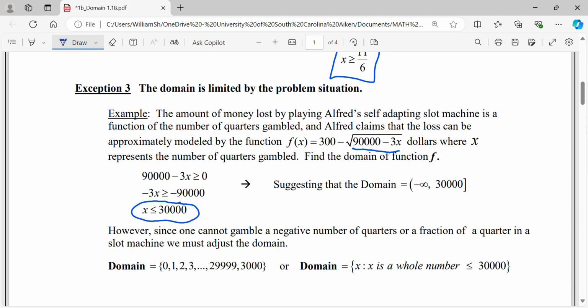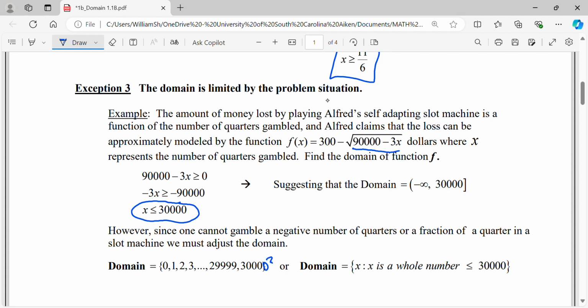If we look at the word problem, it is talking about gambling quarters. Keep in mind, you can't gamble a negative number of quarters. You can't gamble half of a quarter. You can't gamble a quarter of a quarter. So, since one can't gamble a negative number of quarters or a fraction of a quarter in the slot machine, we must adjust this domain. So the domain should instead be all whole numbers between the least amount of quarters you can gamble up to the most amount of quarters you can gamble, which in this case is 30,000.